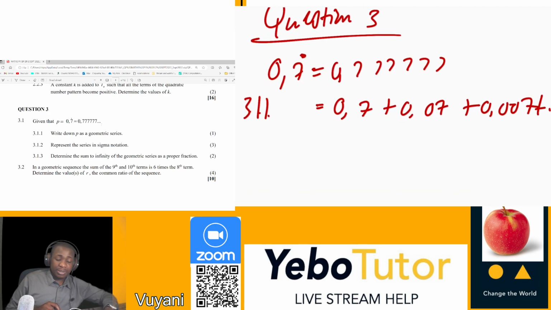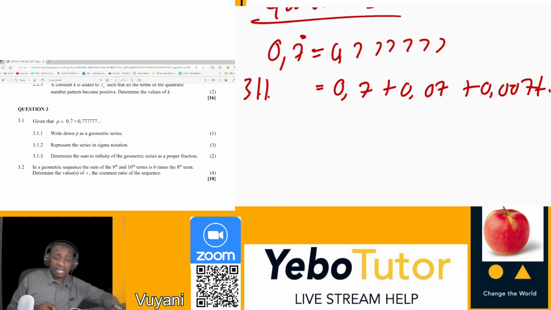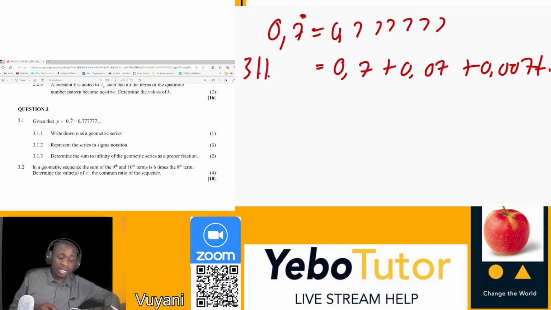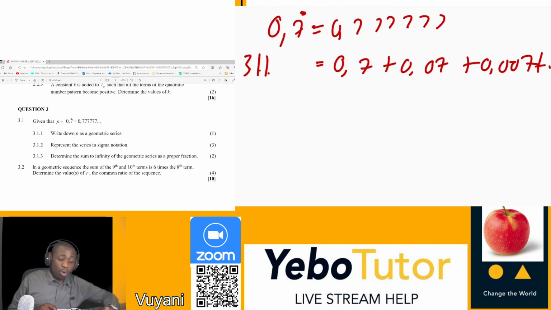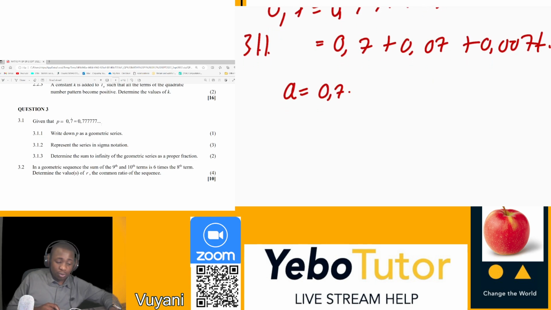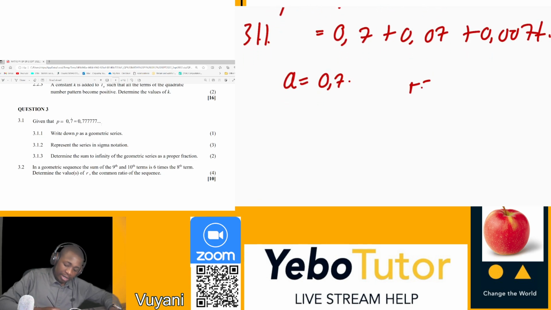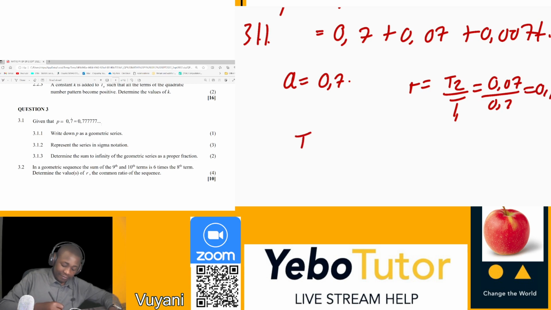Now they say represent this as a series in sigma notation. So in sigma notation we must first know what our value of a is. Our value of a is 0.7. We should also know our value of r. Our r is always equal to T2 divided by T1, which is 0.07 divided by 0.7, so we get 0.1 there. After that, we should also know our general term, which is a times r to the n minus 1.